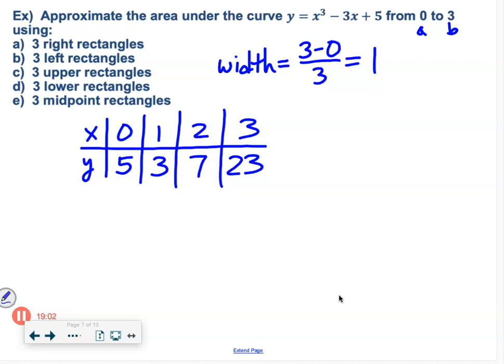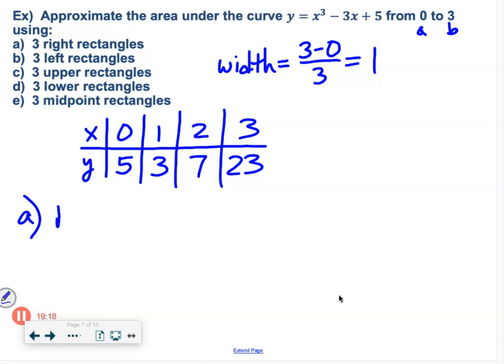Once you have your table, these should be really quick. As a matter of fact, I'd really like you to pause and see if you can find A, B, C, and D, not E. So leave E for later, but do A, B, C, and D. Just try and figure out all those answers.